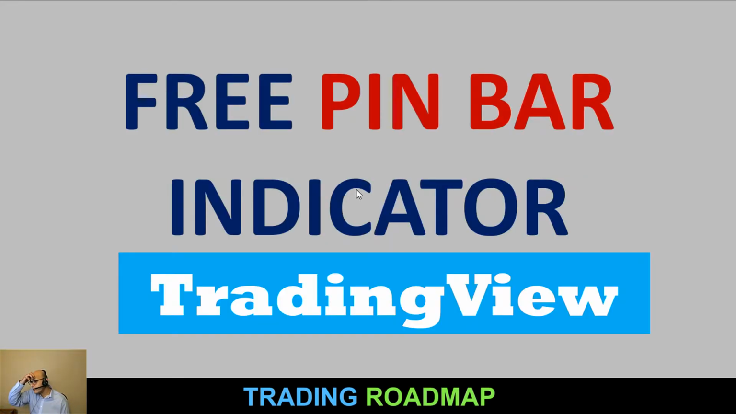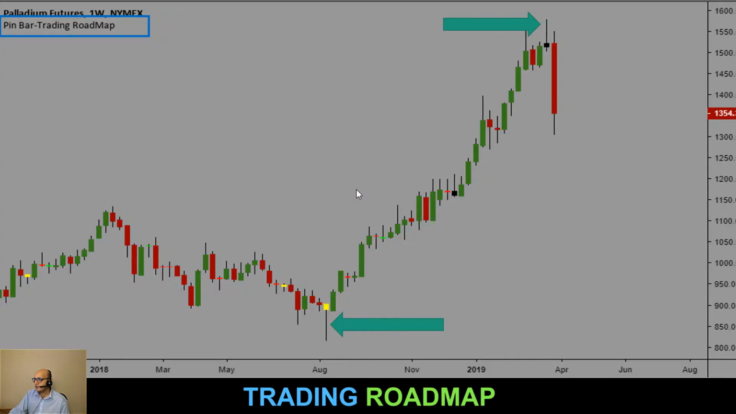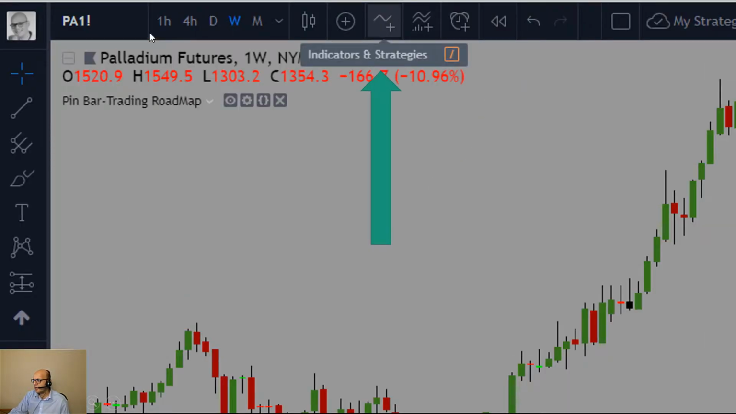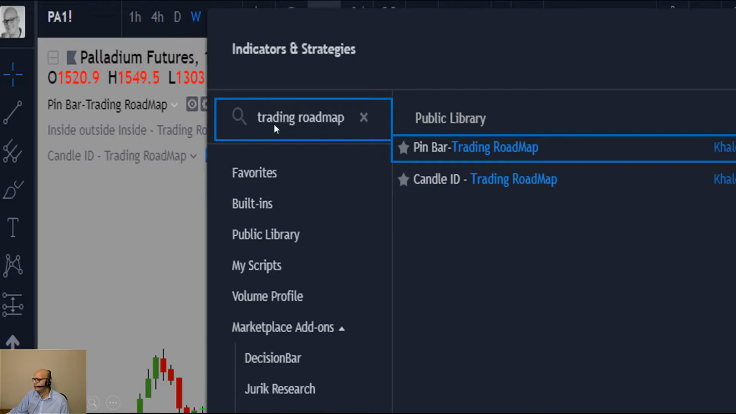So let me first share with you how to find the free indicator that I created for the Pinbar that meets this criteria we have defined, on TradingView. You have to go to indicators and strategies, and you will click, and then you need to write Trading Roadmap, and then you will find the Pinbar under the public library, and that's the indicator you're going to use. So the Pinbar Trading Roadmap.